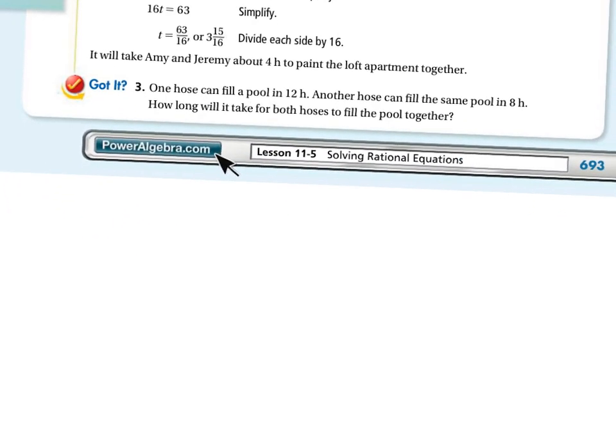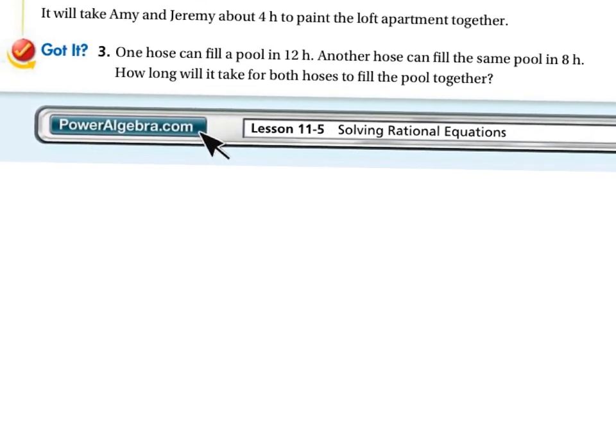So if you look at problem 3, one hose can fill a pool in 12 hours, another hose can fill the same pool in 8 hours. How long will it take for both hoses to fill the pool together? So for the first hose, it's 1/12 in an hour, and the second one is 1/8 in an hour, and we're trying to figure out all together.